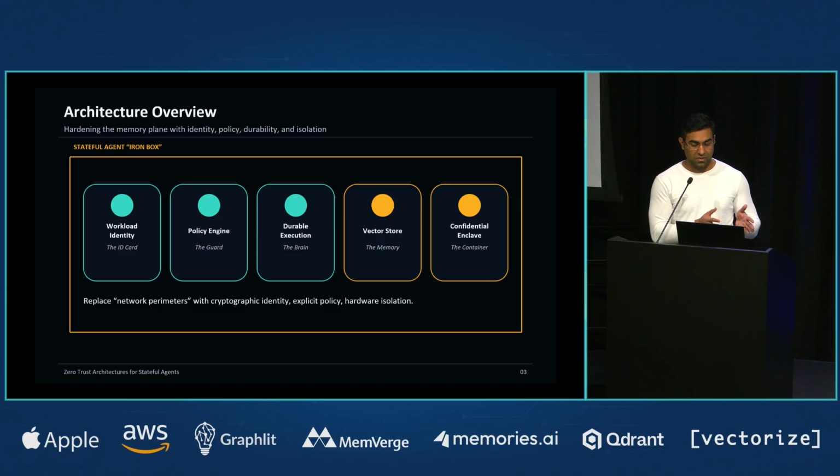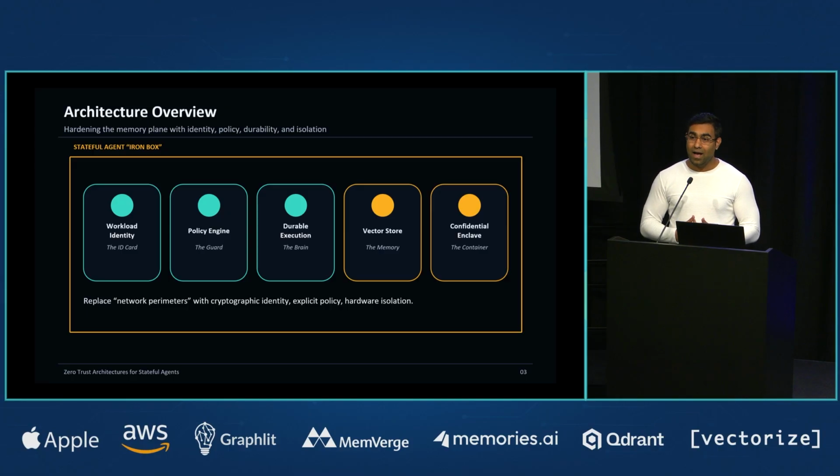It is split into these 5 different modes of architecture. Essentially, having workload identity. I'll explain how you can add a workload identity to an agent or an AI system, and a policy engine, and durable execution where you can understand what an agent is doing, how long it's working, and how to make it stateful. Then the vector store, obviously the memory portion of it, where long-term and short-term memory come into the picture, which we just heard about.